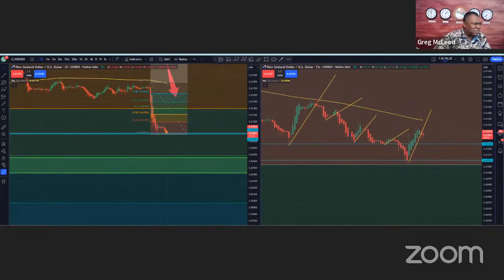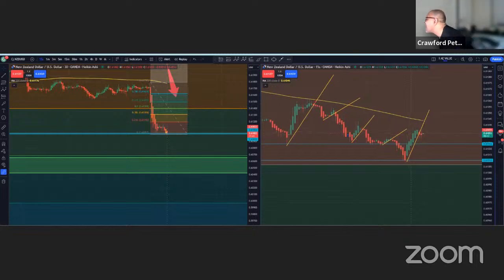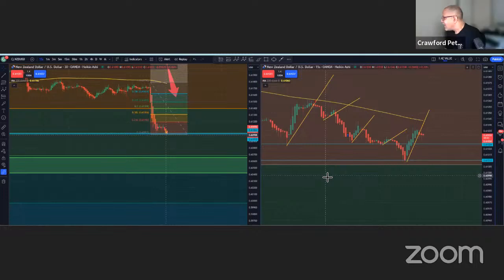Uh-oh. It's trying to break. All right. Celebrate. It's time to celebrate. Celebrate the trend line break. No doubt. I'm looking right at it. Flag, flag, flag.